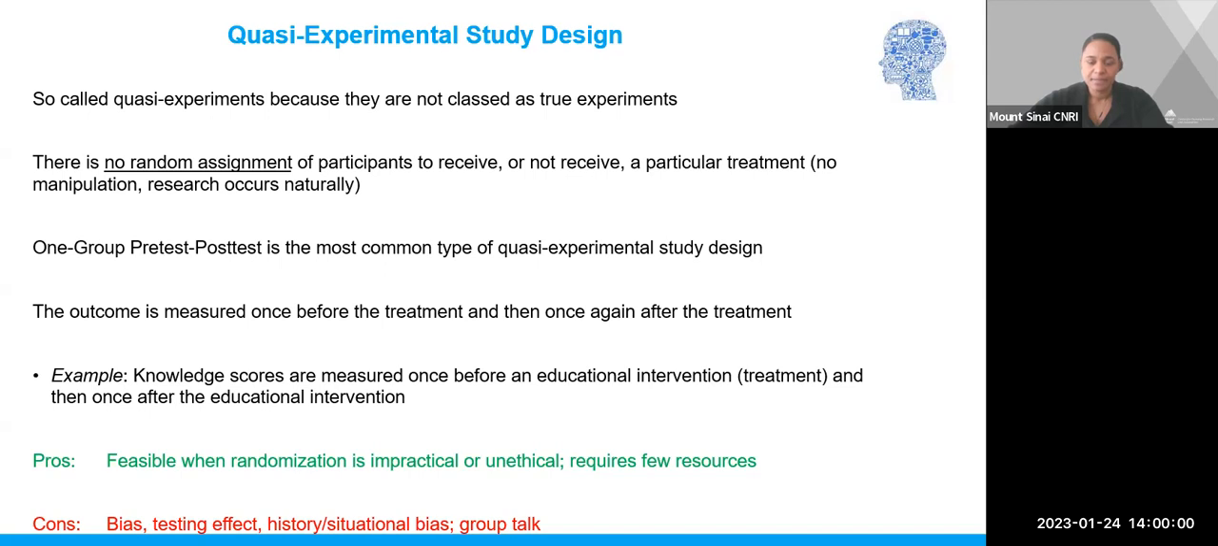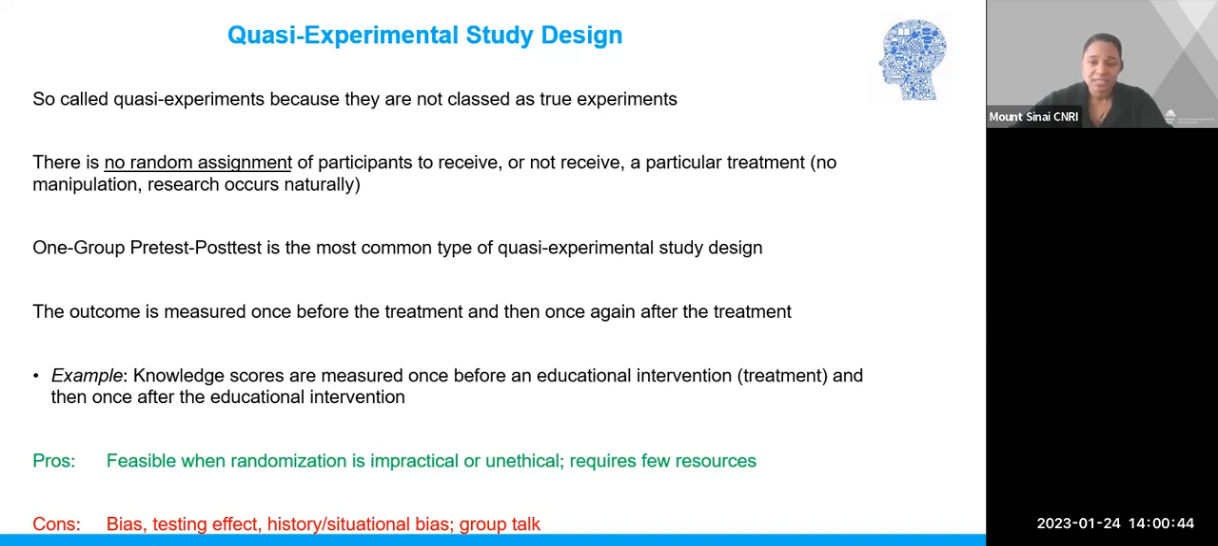Quasi-experimental study design. These are not technically true experiments because there is no random assignment. When I say true experiment, I mean that this is not an experiment where you can determine cause and effect. Rather, the study design can demonstrate differences between groups. A one-group pre-test, post-test is the most common type of quasi-experimental study design that we see in the nursing EBP literature. So the outcome is measured once before the treatment and then once again after the treatment. An example would be measuring knowledge scores once before an educational intervention or treatment and then once after the educational intervention.